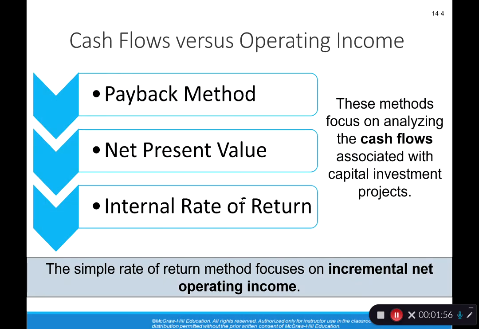There are various methods that we're going to learn in the chapter to deal with these types of questions. Payback method, net present value, and internal rate of return are some of the methods that we'll be discussing. We'll also discuss the simple rate of return. That one is in its own little box at the bottom because it's the only one that focuses on incremental operating income, meaning incremental, the change in, and operating income is revenues minus expenses. The other three methods focus on cash flows, so money in versus money out, as opposed to accrual accounting, which is revenues recognized when earned, expenses when used.